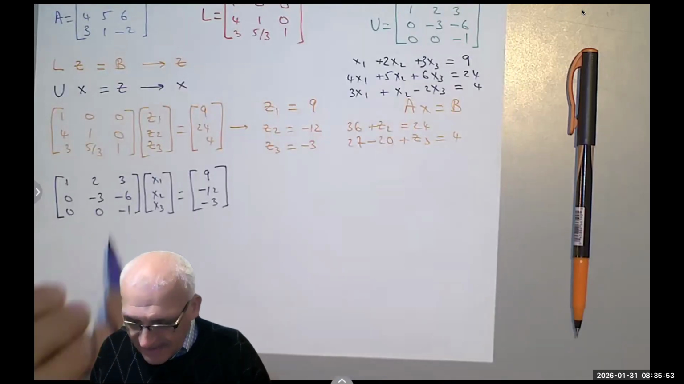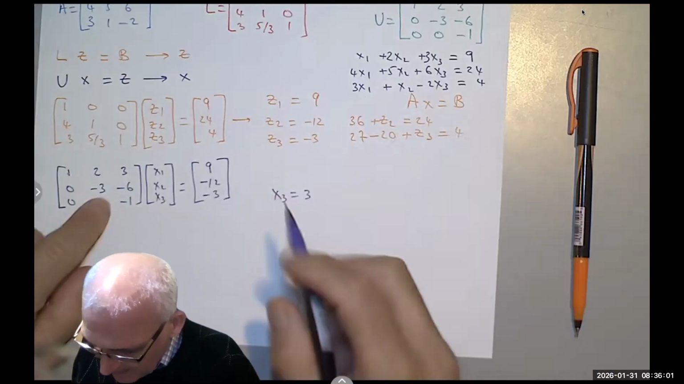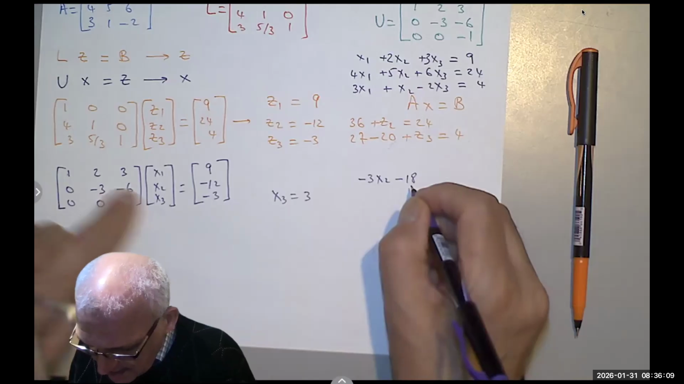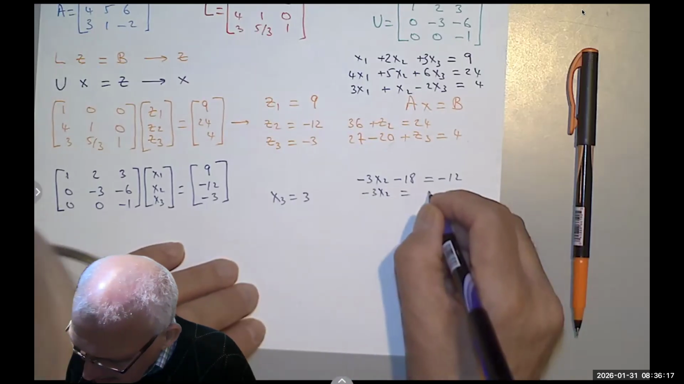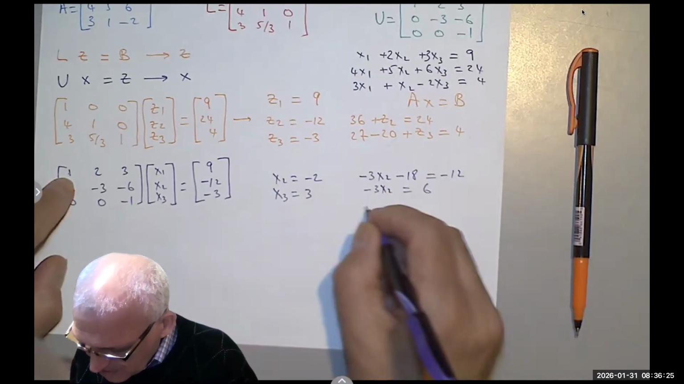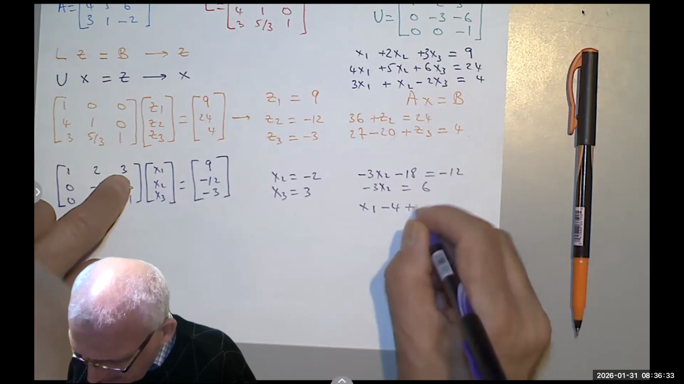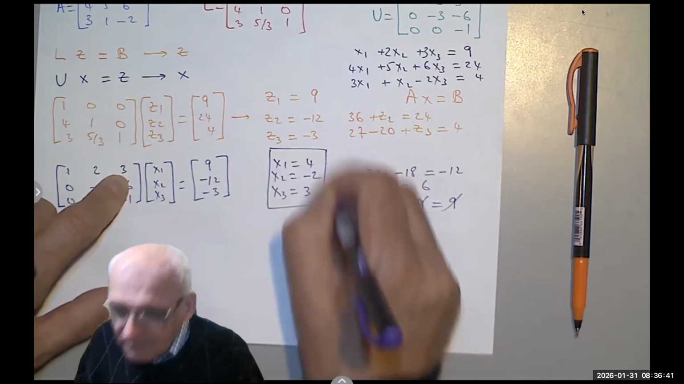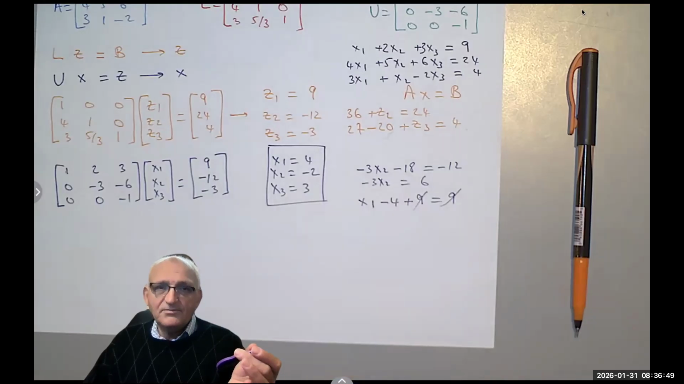Here, I start from the bottom up. Negative x3 is negative 3, so x3 is 3. No calculators, nothing. Then I move up. I say negative 3x2 minus 6 times 3, so minus 18, equals negative 12. You add 18 to both sides, so you get negative 3x2 equals 6. So x2 is negative 2. Then I move to the first, x1, which is unknown, plus 2x2, meaning minus 4, plus 3x3, meaning plus 9 equals 9. The 9 and the 9 cancel, and you get x1 equals 4. That's it. So I'm solving one variable at a time. 6 steps, 6 variables, I'm done.